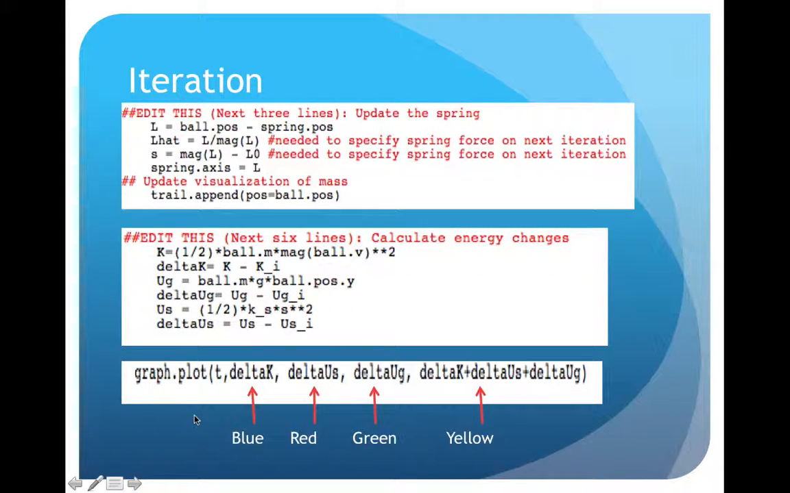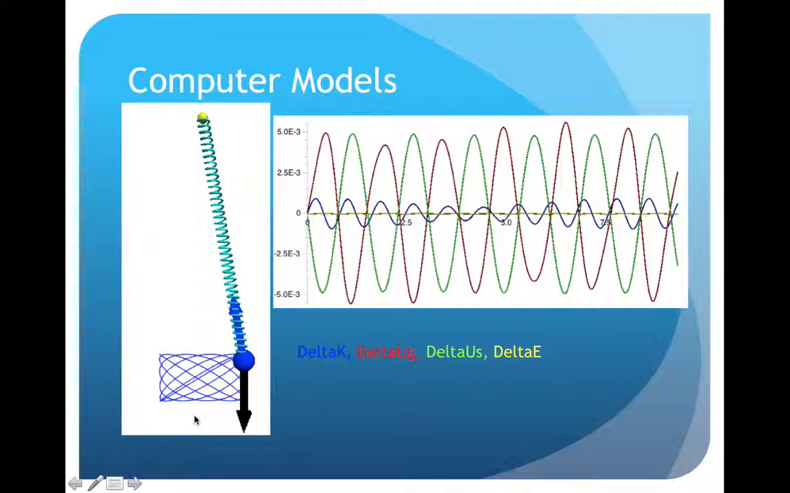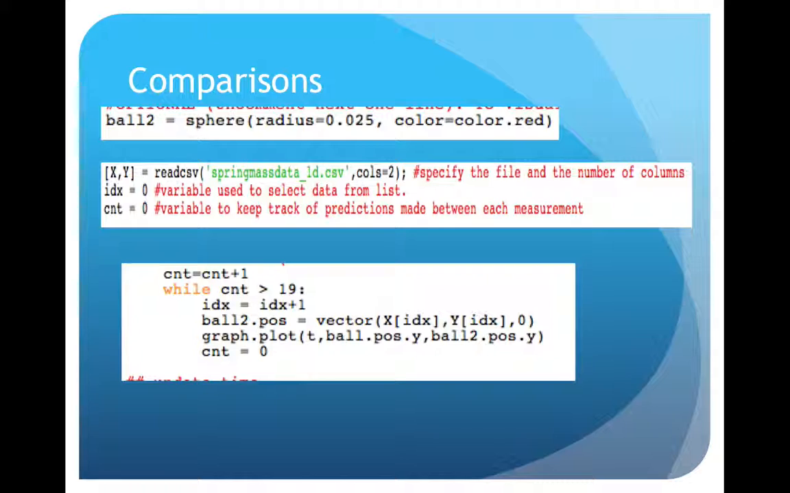And we plotted it. So after running the code, this is what the model looked like. You can see that the model has oscillations in both the x and y directions, just like the video did. And we look at the graph, so we can see delta K is marked in blue, delta UG marked in red, delta US marked in green, and delta E marked in yellow. And as you can see, the yellow is 0. Therefore, we can assume that there is no work done on the system. Energy is conserved.